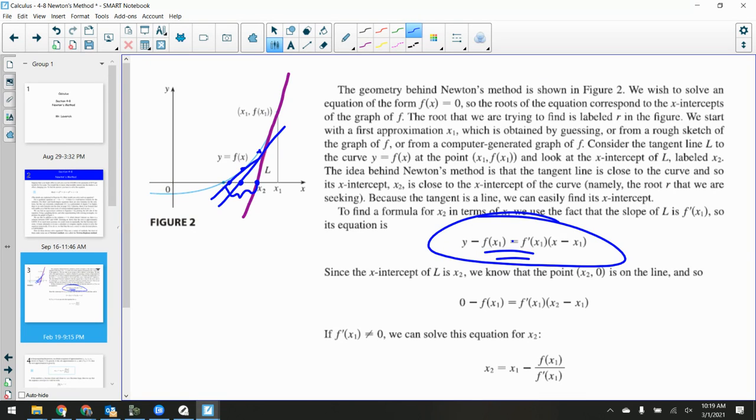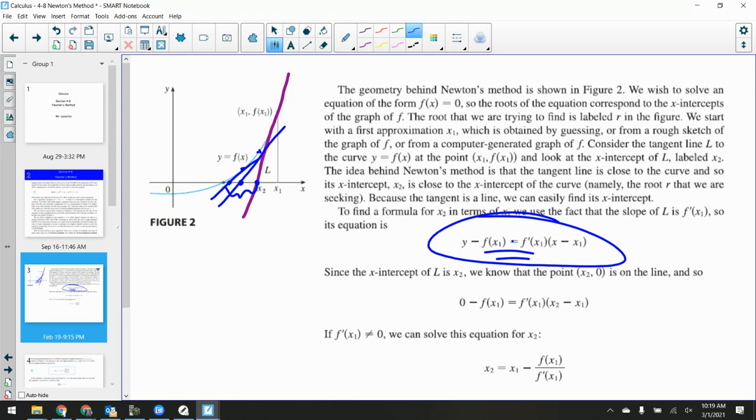Okay. Now, here's the deal. We want the 0 of that linear function, though. Well, the coordinate for the 0 of that linear function is x2 comma 0, right? So the y value is going to turn into 0. And then with a little manipulation, if I distribute in, divide f prime over, and then add over the x1, I'm going to get this equation where x2 is actually equal to x1 minus f divided by f prime.